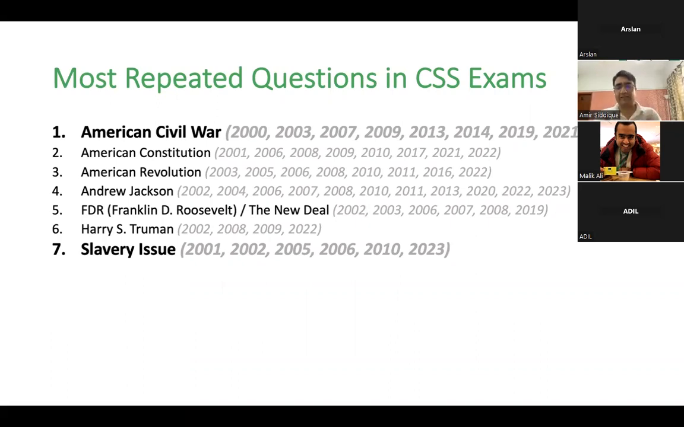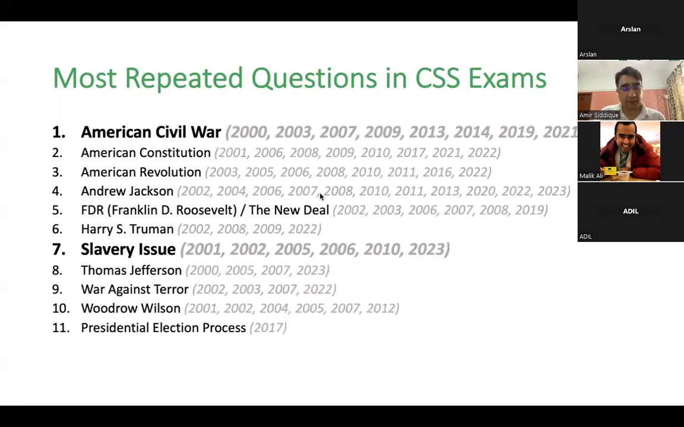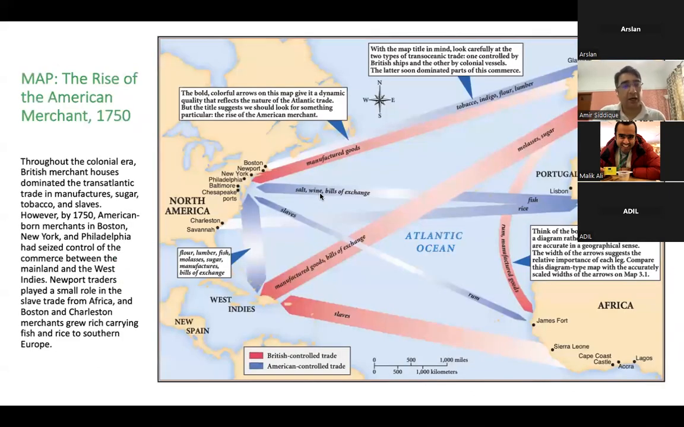And the Middle Passage, as we'll see, is actually a route through which slaves were brought in from Africa to North America, and of course, other parts of the Americas as well. So of the top 7 most repeating topics, slavery appears twice. And then these are the other topics, which we are not concerned with in this presentation. So, I hope you guys can see this.